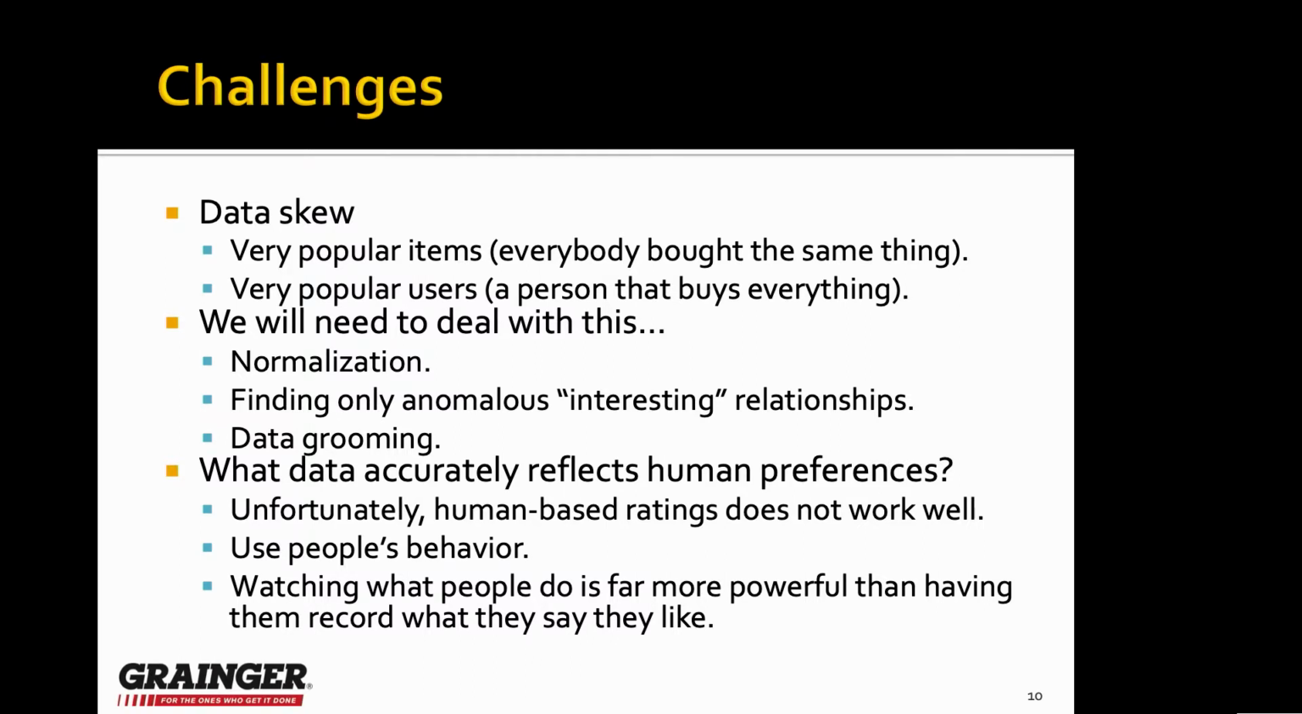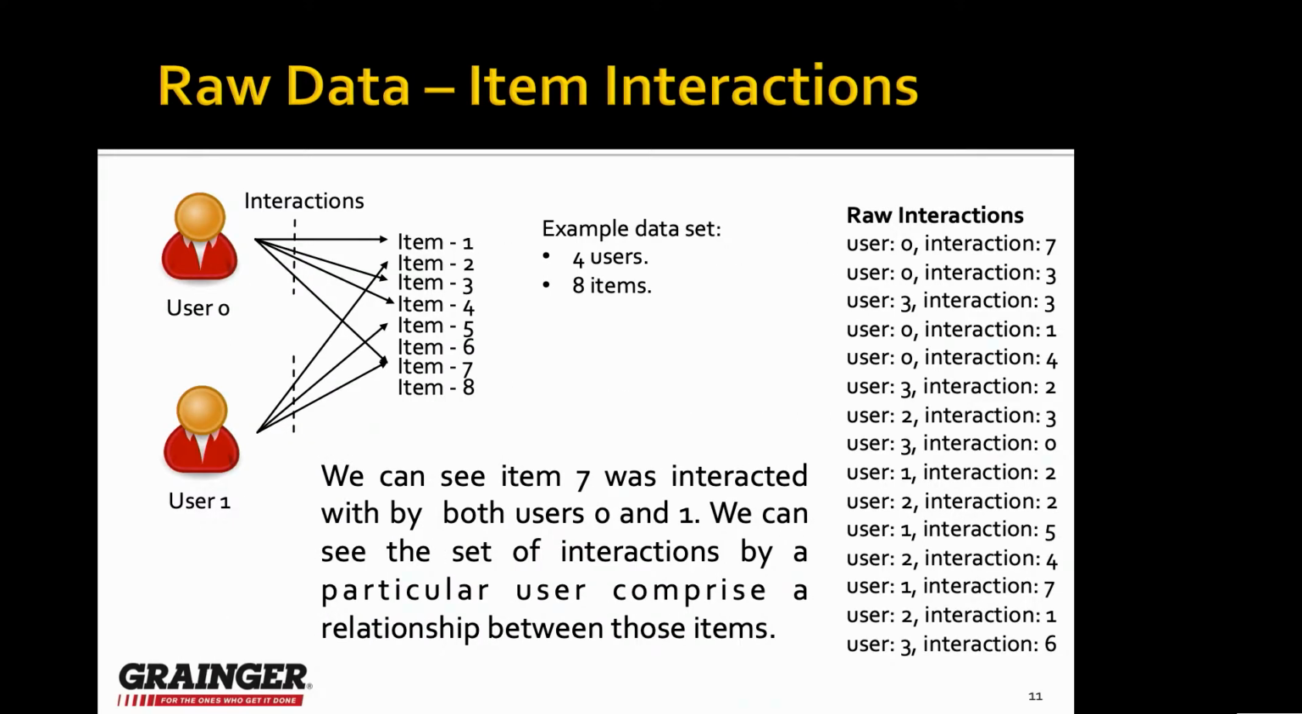Raw data, item interactions. On the right, there is a random data set. I just generated a bunch of users and a bunch of interactions. I've got 4 users and 7 different interactions with fake products, so there are 8 different products. On the left, we have 2 different users, user 0 and user 1, and they interacted with all these different items. So this is the use case that we're looking at.